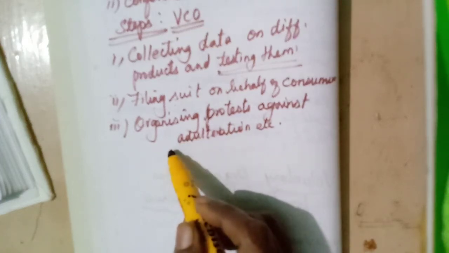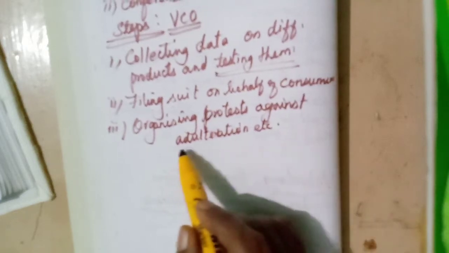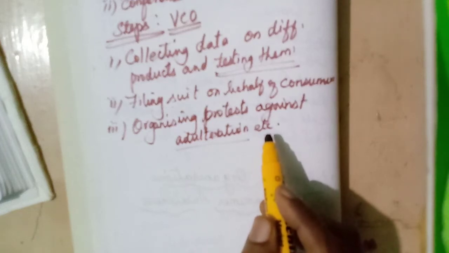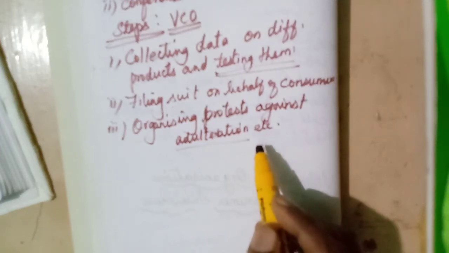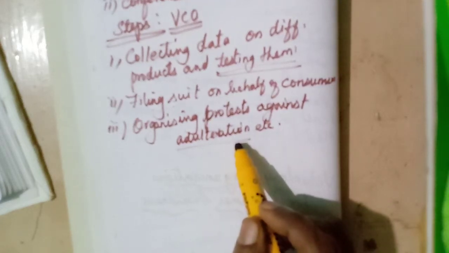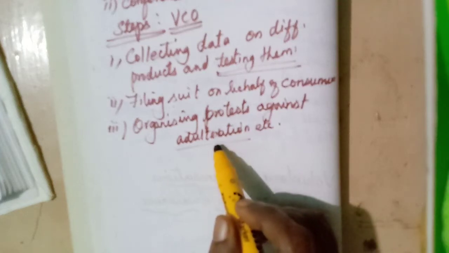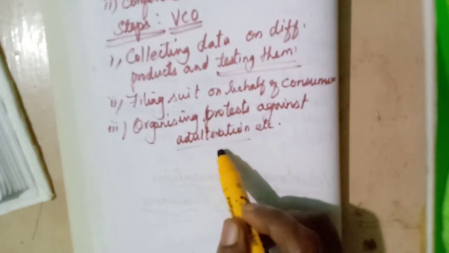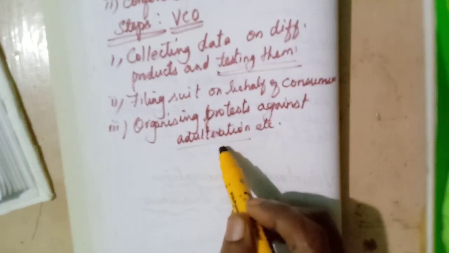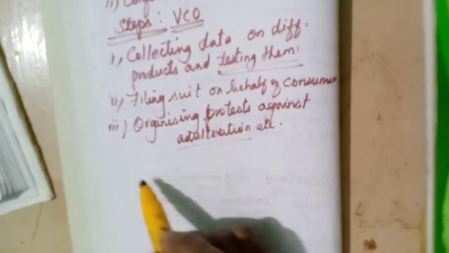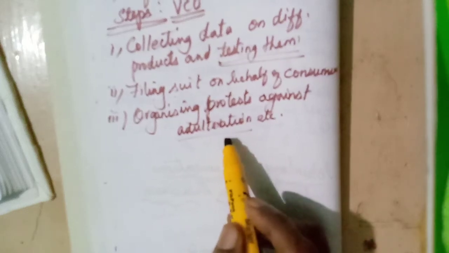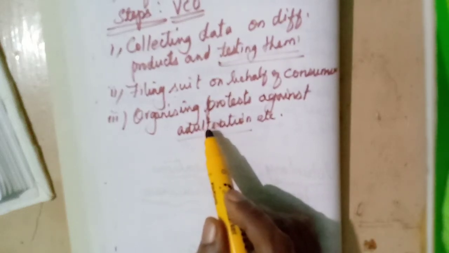Protest against adulteration, black marketing, hoarding, or any other exploitation. Maybe substandard products or duplicate products will be supplied to the customers. Or they may give underweight; instead of full weight, they will weigh less than the needed weight. So against all these malpractices, they are organizing many protests.